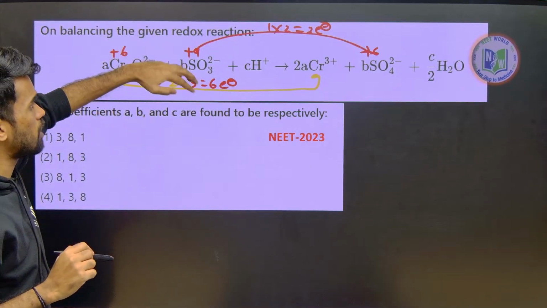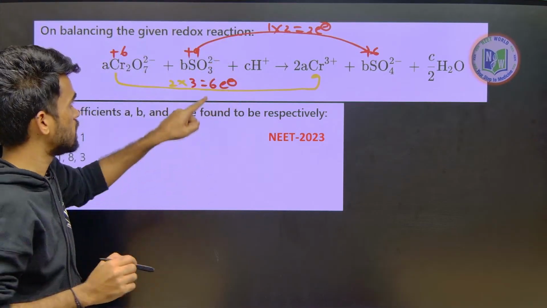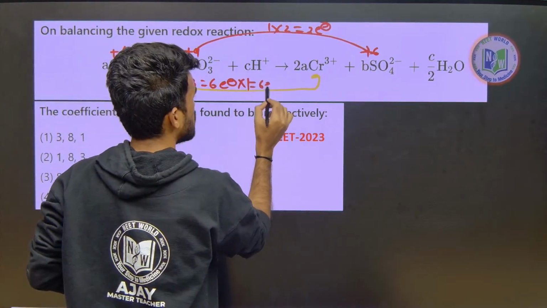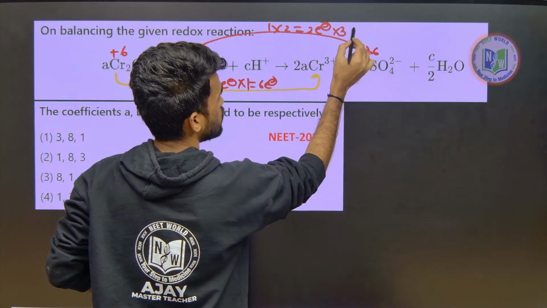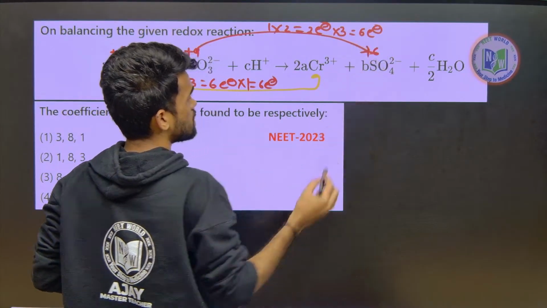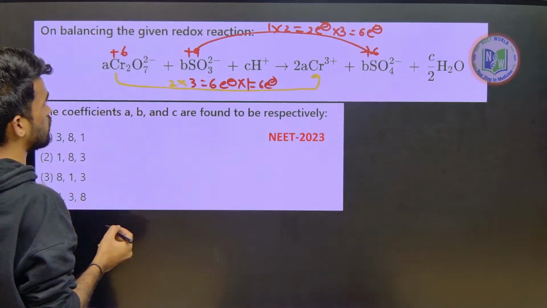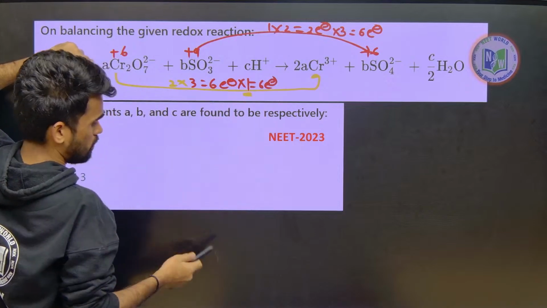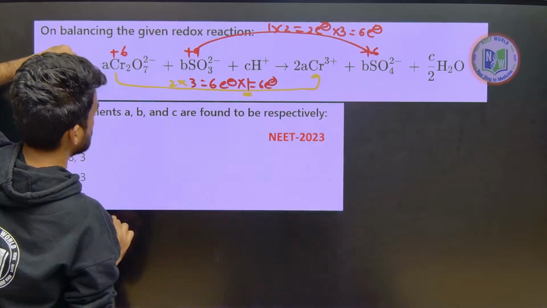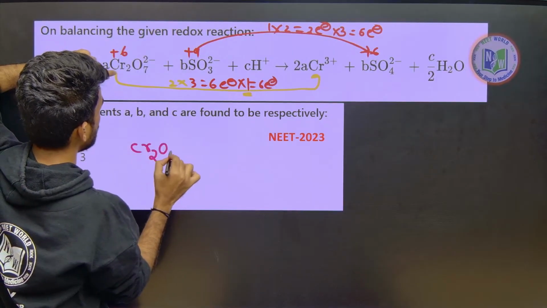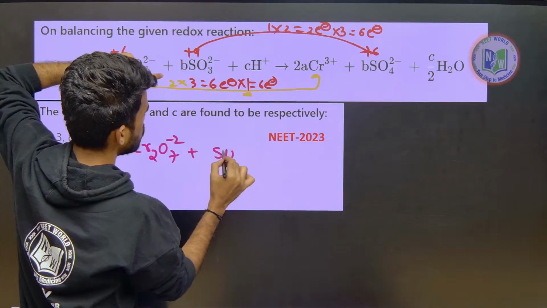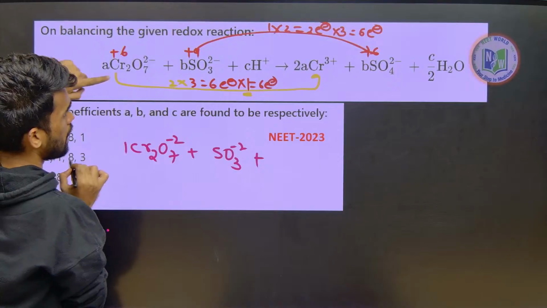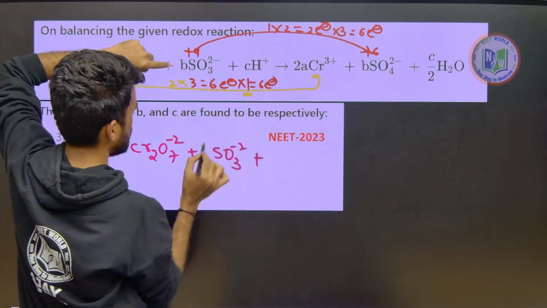In order to make the number of electrons lost and gained equal, multiply the 6 electron equation with 1, so it will be only 6 electrons, and multiply the other equation with 3, therefore it becomes 6 electrons. So electrons lost and gained are equal now. Write the respective equation. We multiplied the reduction equation with 1, so I am writing Cr2O7 2 minus plus SO3 2 minus, and the sulfite equation we multiplied with 3, so write here 3.